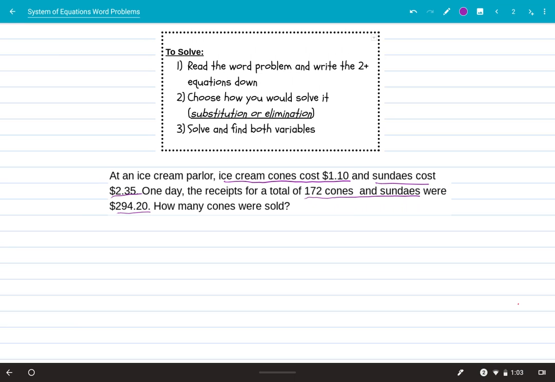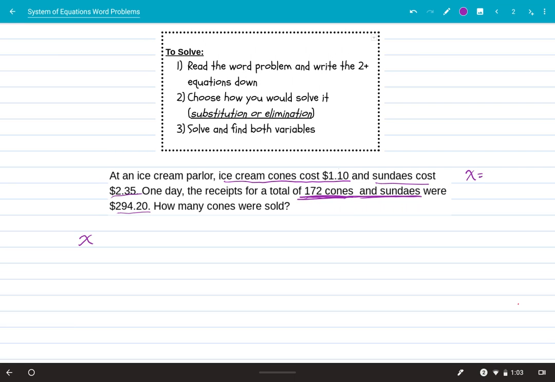So we know that 172 cones and sundaes means they had to buy both of them, right? And for the 172, it doesn't talk about price. So we do not need to have the price in this one. Okay, so we don't need to use the 1.10 and the 2.35.